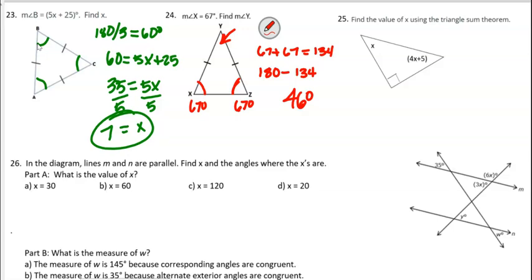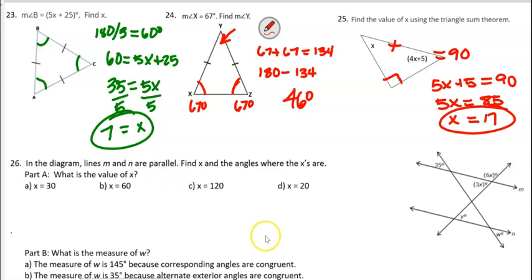Okay, now the next one says to find the value of x using the triangle sum theorem. Okay, well, yes, but don't we know if 90 is used? We only have 90 left, right? So when I add these two together, don't they have to equal 90? Exactly. So x plus 4x is 5x plus 5. That equals 90. Subtract the 5 from both sides. So that's 5x equals 85. Divide both sides by 5. So x is going to be equal to 17.